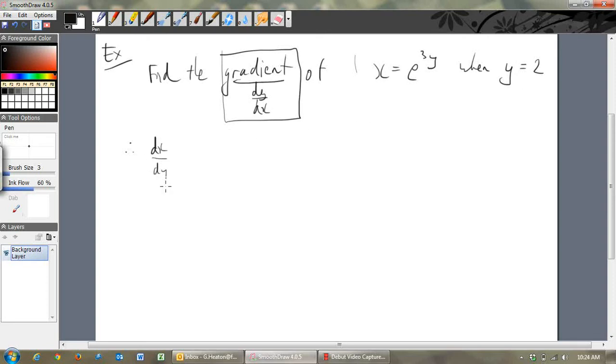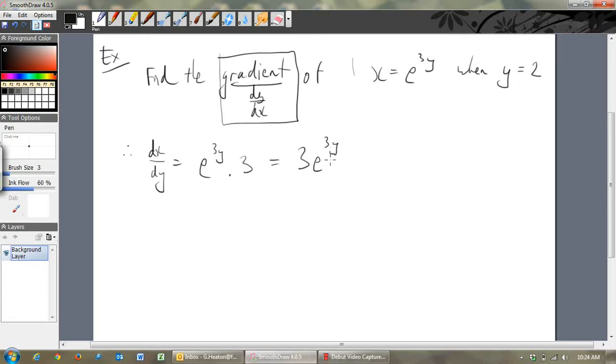So dx by dy, the derivative of this, is the chain rule again. The chain rule says take the derivative of the outside function, which is just e to the 3y. The 3y stays the same because it's the chain rule. You leave the inside function the same, and then you multiply that by the derivative of the inside. The derivative with respect to y of 3y is just 3. So that answer is 3e^(3y).